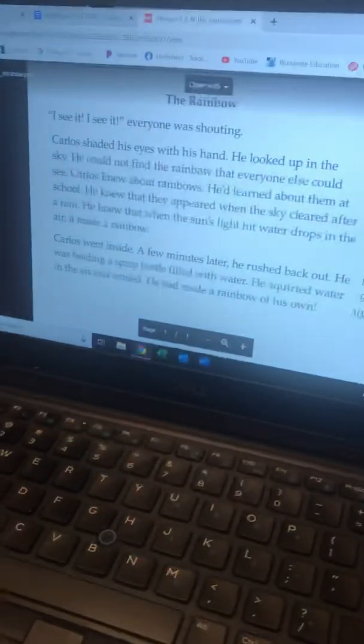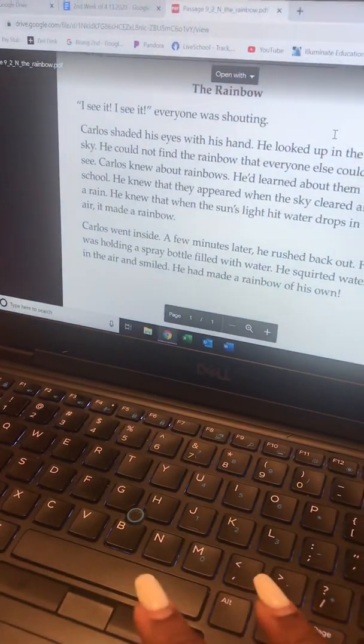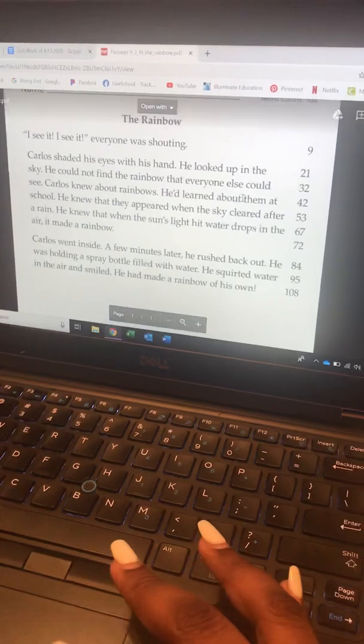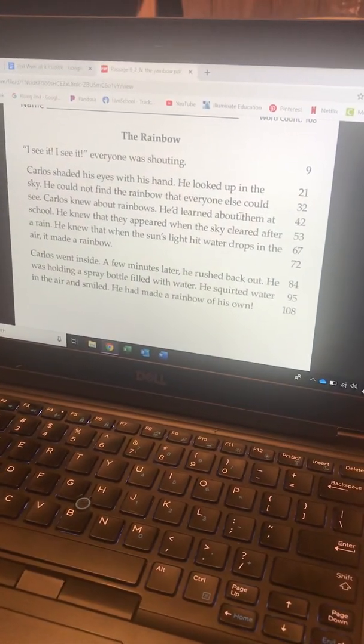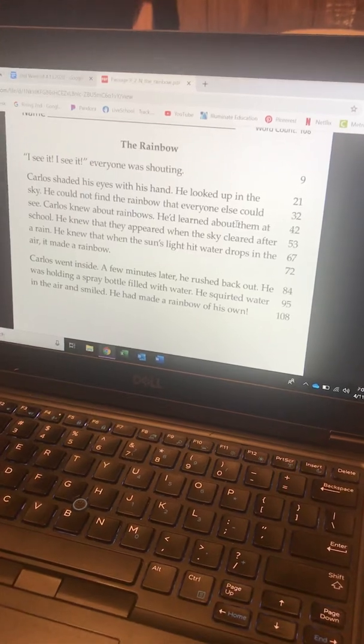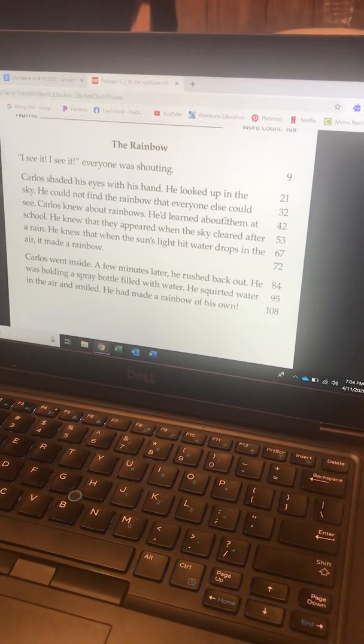I have Naya here again. She's going to read this passage, The Rainbow. Remember, Naya, do your best reading. Pace yourself, read smoothly, read with expression, and pay attention to punctuation. Are you ready? Yes. Go.